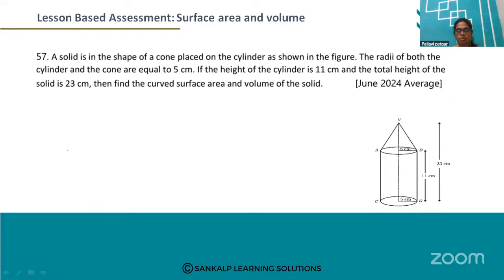height of the cone. So here height of the cone, total height minus cylinder height, when we do that, we get the height of the cone. So first find the height of the cone.